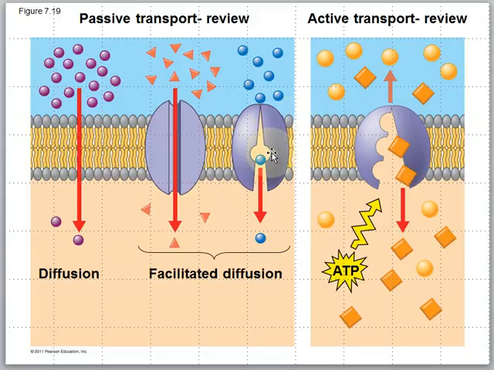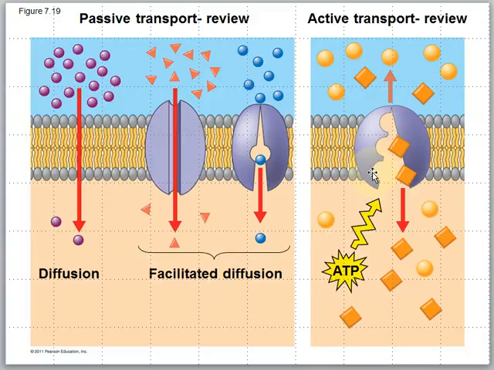And then here we have a carrier protein. The carrier protein changes shape, and that allows the material to pass through, but because it's still going with the concentration gradient, it doesn't require an ATP molecule or energy input from the cell.